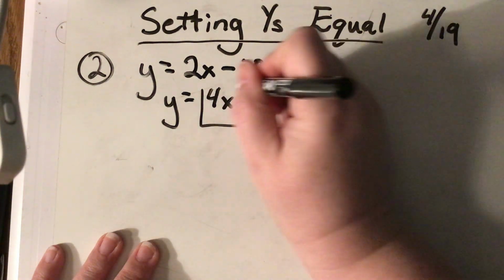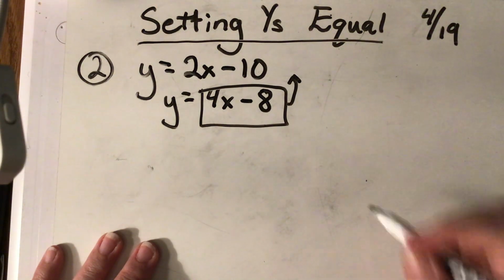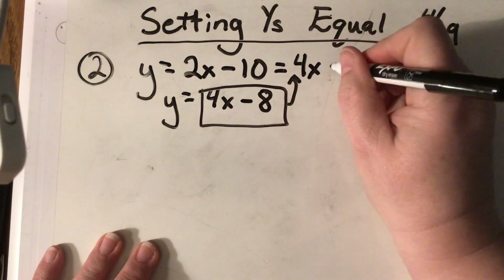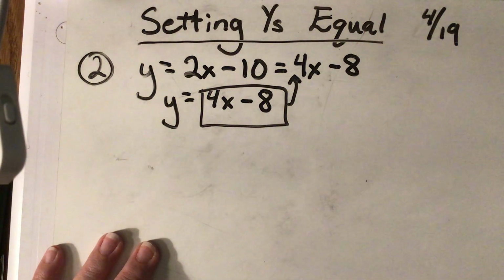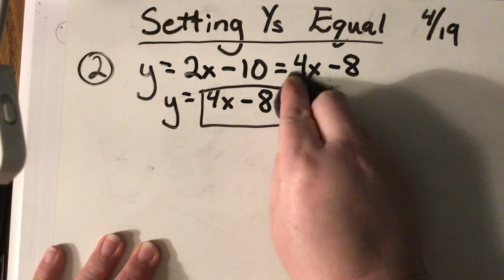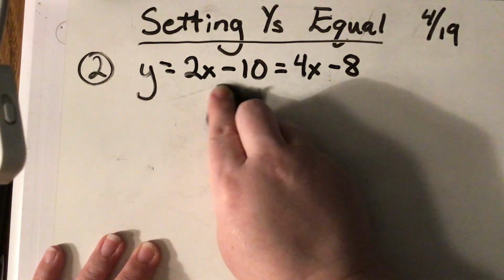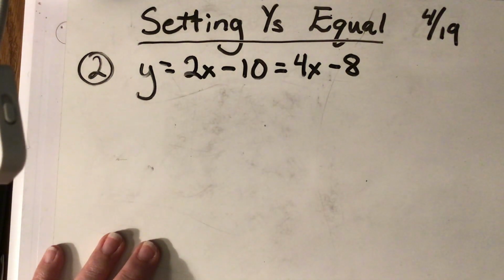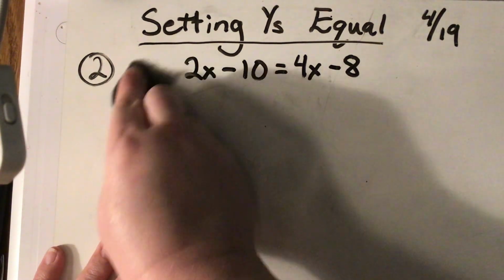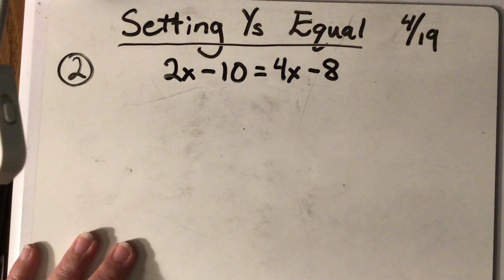I'm going to take this piece and I'm going to move it up here. Okay, equals 4x minus 8. Now I'm going to erase down here. Of course, if I had binder paper and I had more space, I would just rewrite the problem. That's doing too much. Okay, and then I'm going to get rid of my second equal sign because I don't need that. There. Here's my problem for number 2.